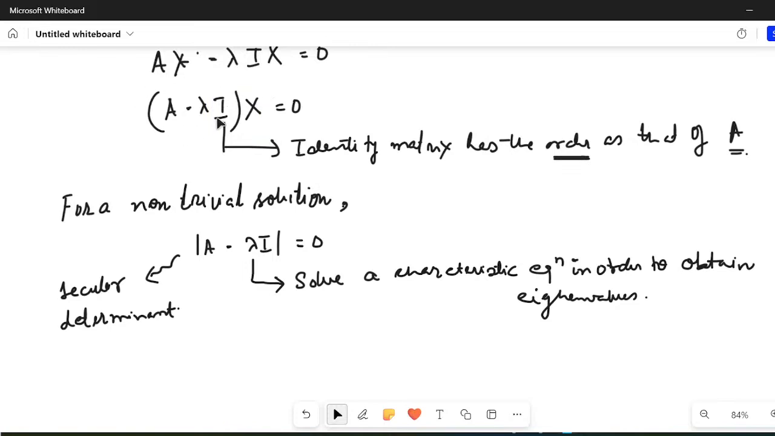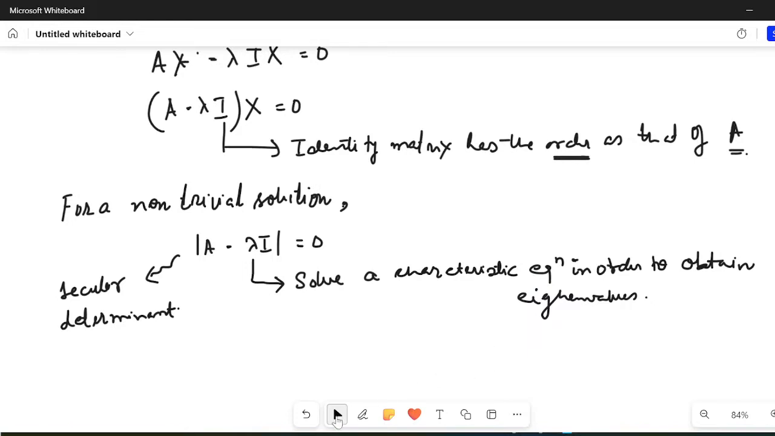If this is non-zero, then I can take an inverse here, so x will be a trivial solution, that is 0, 0, 0. That is why for a non-trivial solution, the determinant of A minus lambda I must be equal to 0. This is the secular determinant. The equation that we get from this is called the characteristic equation. Once we solve it, we get the eigenvalues. Is that clear?